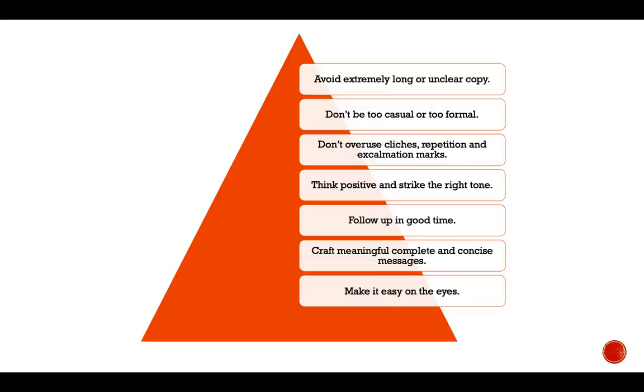And coming towards email effectiveness, for an effective email, we are going to avoid extremely long or unclear text. Don't be too casual or too formal. Don't overuse cliches, repetitions, and exclamation marks. Think positive and strike the right tone. Follow up in a good time. Next is craft meaningful, complete, and concise messages. And the last one is make it easy on the eyes. That means you're going to use different fonts. You're going to make some points bold and put them in italics as well.